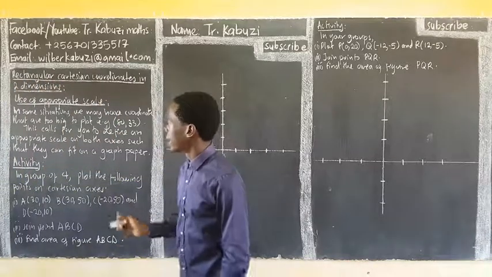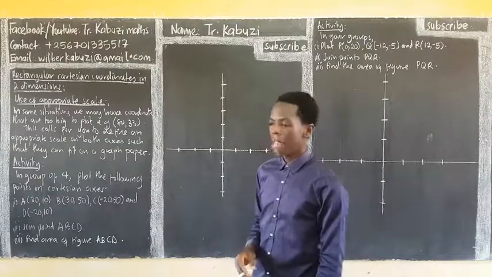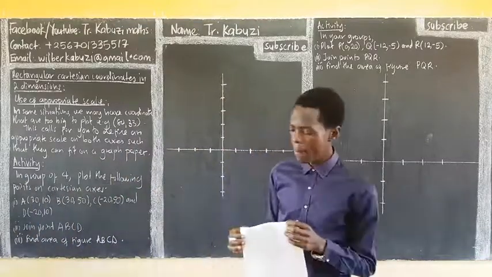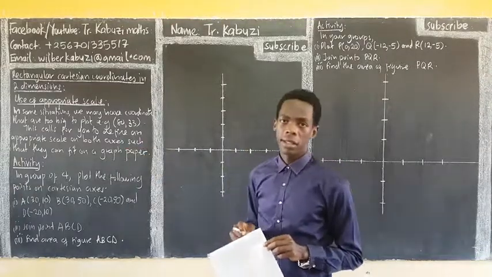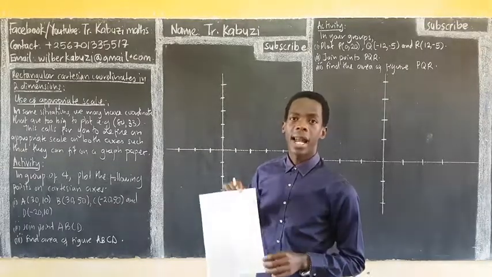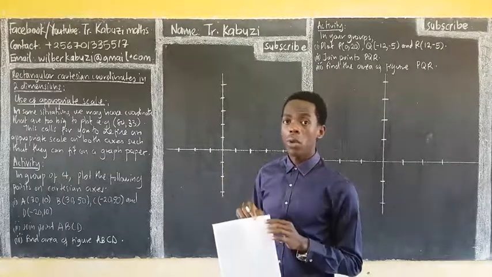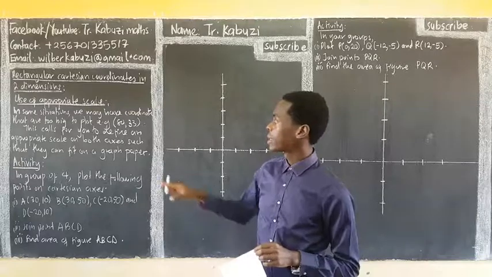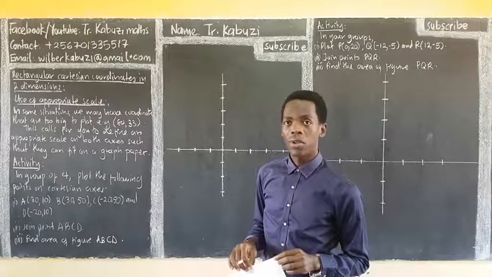Okay, now members, we are going to see use of appropriate scale. What does it mean? For example, if I have this graph paper here, and they tell me to plot 8, 33, it means that on the x I need 8, and on the y I need 33. It can't fit on this graph paper. That calls for you to define a scale that can exhaust those two coordinates. The question is, how do you do that?